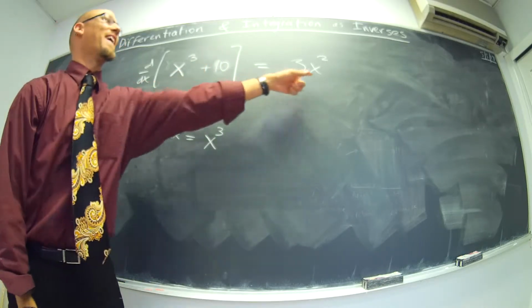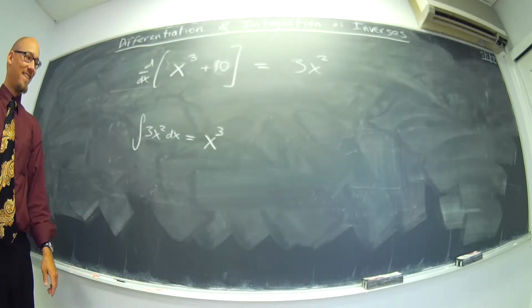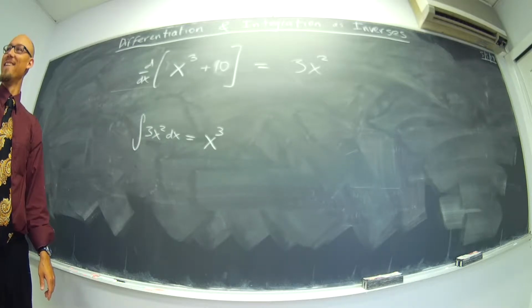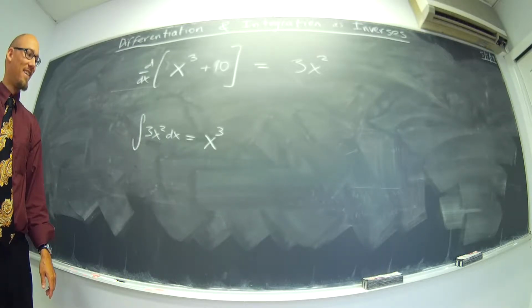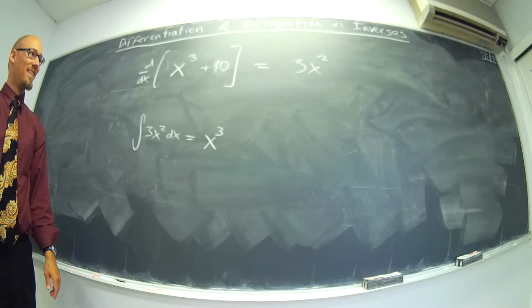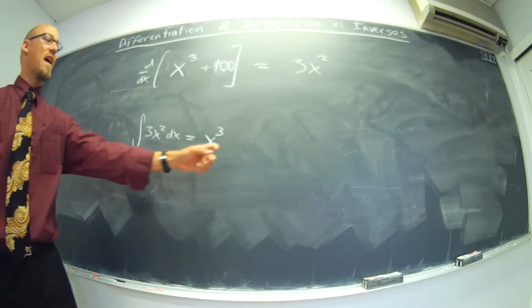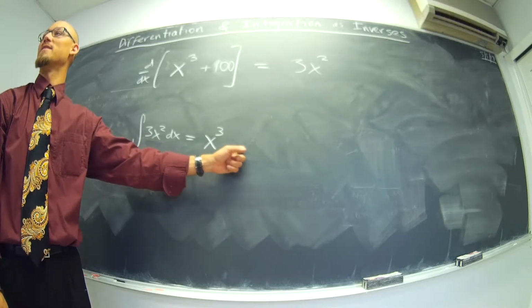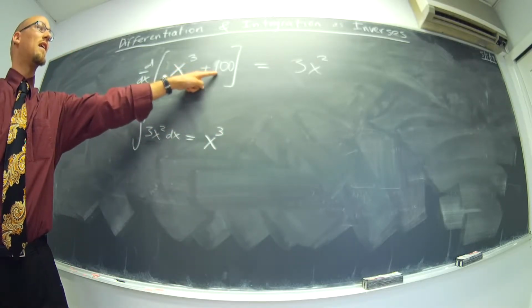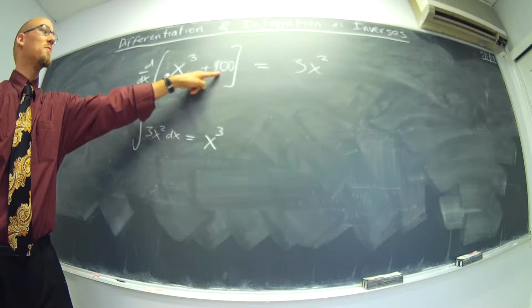What if this was 100? Could we ever recover that information? No. Once we take the derivative, this constant goes back to New Jersey where it came from.